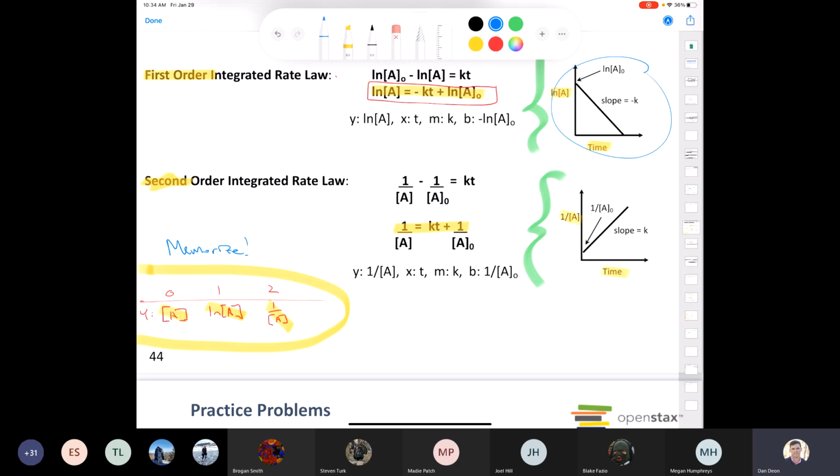So when we plot for a first order reaction, when you plot the ln of A versus time, you end up with a negative slope, right? That is equal to negative K, and the y-intercept is equal to the ln of the initial concentration.